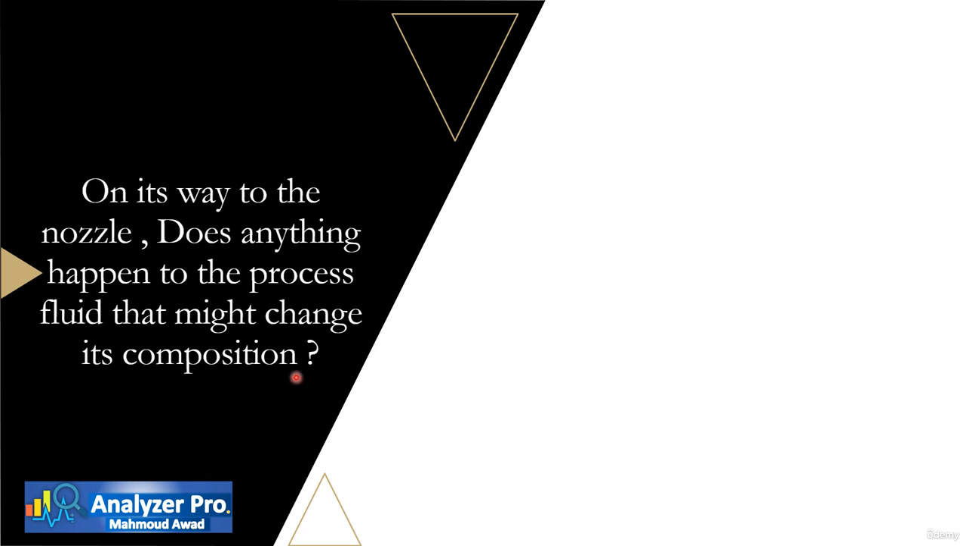The second point we need to focus on is, does anything happen to the process fluid that might change its composition on the way of the sample from its source to the process tap? In addition to the inevitable time delay, the composition of the process fluid may change on its way to the tap. Fractionation, contamination or chemical reaction can change the concentration of the sample or introduce a new substance to it. The most likely cause of composition error is process fractionation.